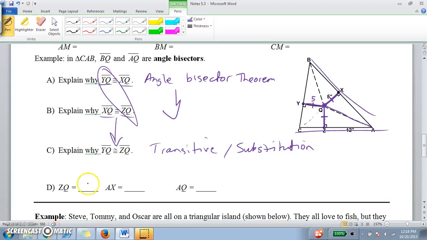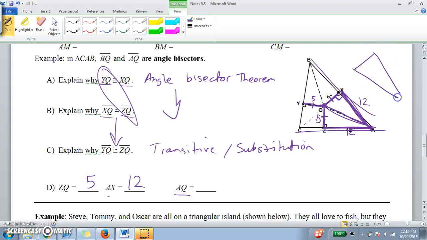That's the transitive property. So ZQ would be 5, AX would be, let's see, AQ, it gives us, so AQ would also be 5, so these are all 5. ZQ, oops, sorry, AQ is this one. AQ would be, we have to find AX first. So AX we can find using the fact that this is 12. This piece would also be 12. So AQ we need to find using this triangle here.